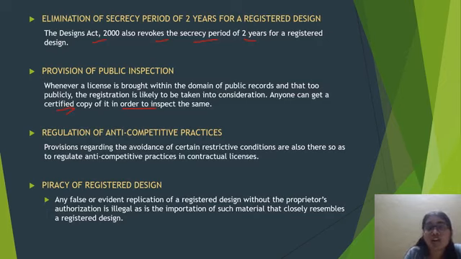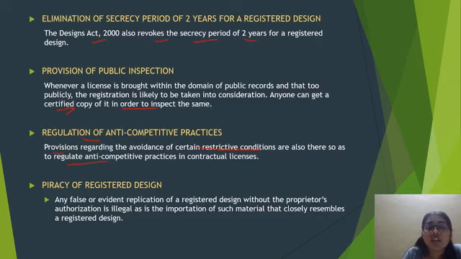Now, the next feature is the regulation of anti-competitive practices. Under the Designs Act 2000, there are provisions regarding the avoidance of certain restrictive conditions, and there are also provisions to regulate anti-competitive practices in contractual licenses.